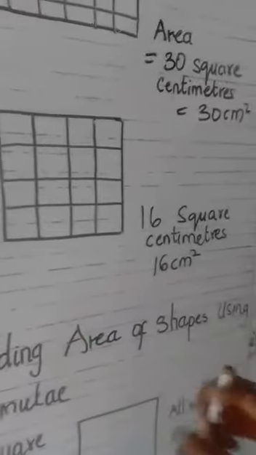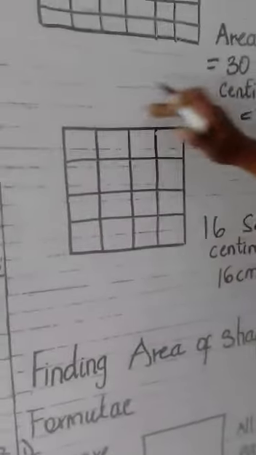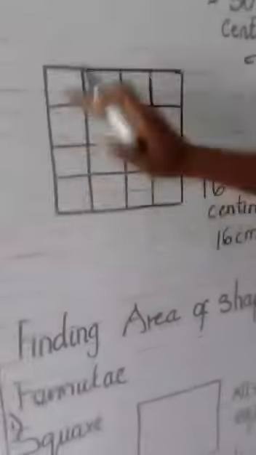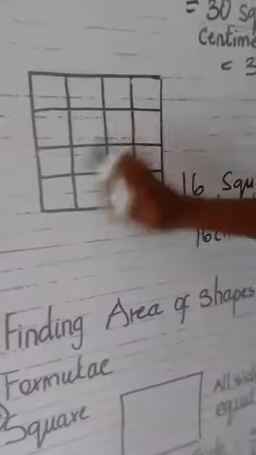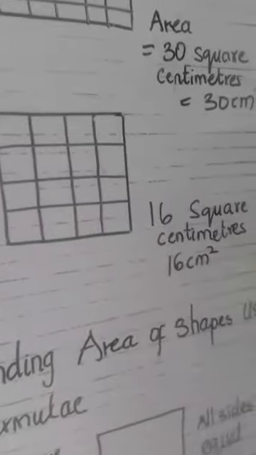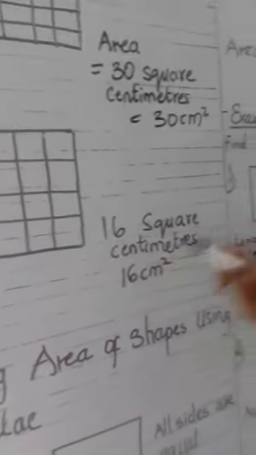Good. Now look at this one. This is a square. And how do we know what a square is? A square has all the sides equal. Now let's check it. We'll see that the columns here will have the same number as the rows. 1, 2, 3, 4. 1, 2, 3, 4. Did you get that? So let's get the area. 1, 2, 3, up to 16. So the area is 16 square centimeters.